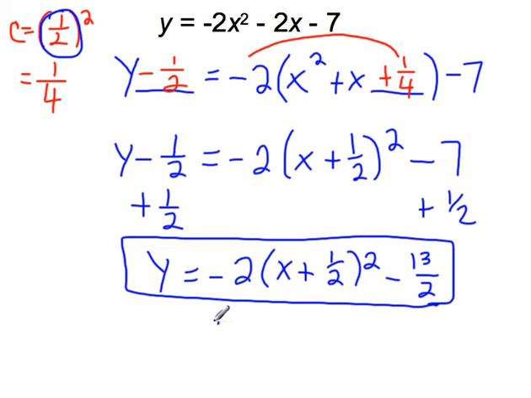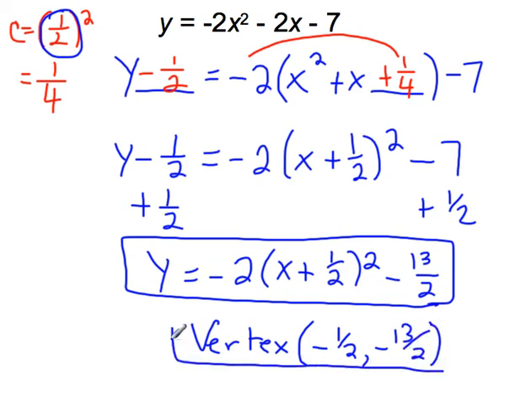Now, what's the vertex? Don't ever forget, you got to find the vertex too. Okay? It's right in the equation. Opposite of what's in here for x, so it'd be -1/2. Same as what's out here for the y, minus 13 halves. So there's the vertex for that equation.